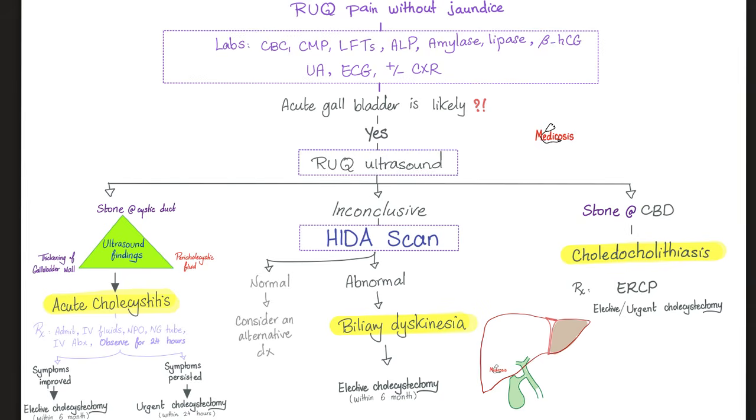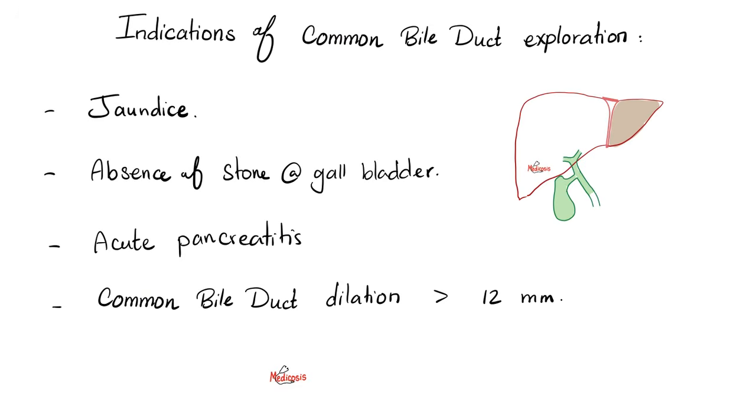Ultrasound is showing a stone, but the stone is in the common bile duct. This is choledocholithiasis. Do an ERCP with elective or urgent cholecystectomy. When should I explore the common bile duct, whether by imaging or surgically? If there is jaundice, if there is absence of stones, if there is acute pancreatitis, if there is common bile duct dilation that's greater than 12 millimeters.